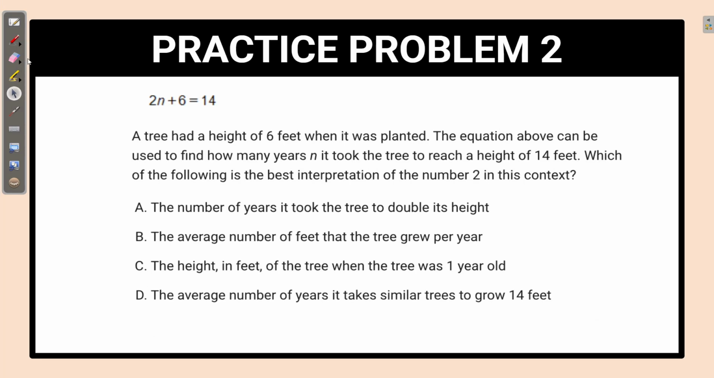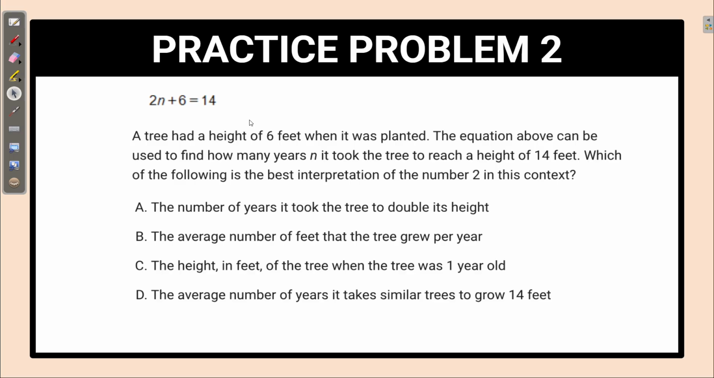And then the next question: a tree had a height of 6 feet when it was planted. The equation above can be used to find how many years it took the tree to reach a height of 14 feet. Which of the following is the best interpretation of the number 2 in this context? Well, let's just say n is the number of years, right?